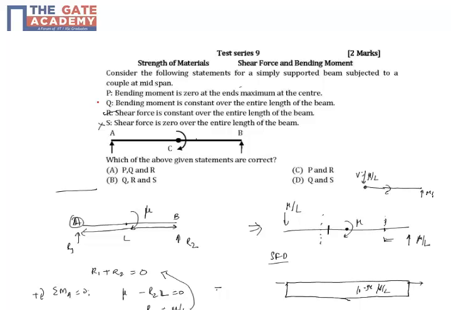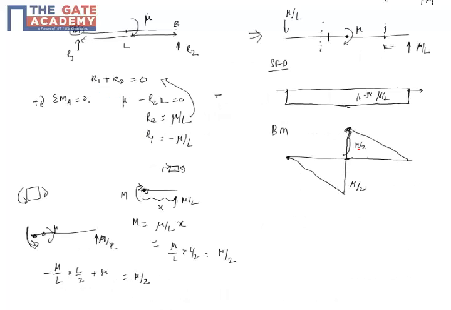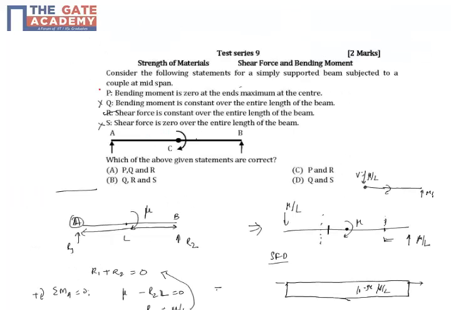So the bending moment is constant, so Q is wrong. Bending moment is 0 at the ends and maximum at the center. Yes, it's maximum at the center, and there's a sudden change. So the maximum, I would say, is mu by 2, and then there's a sudden change in the sign. So P is correct. So P and R go together, they are correct. So C is the answer.